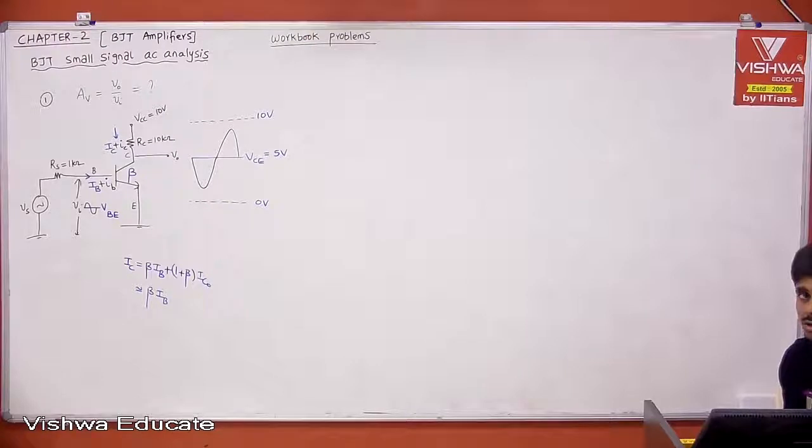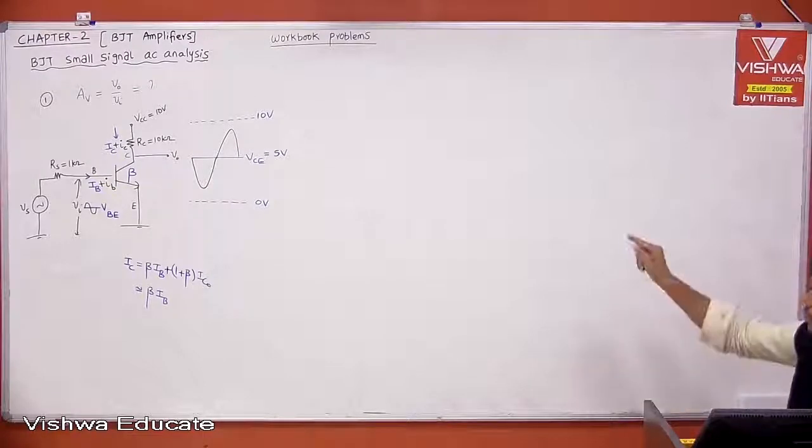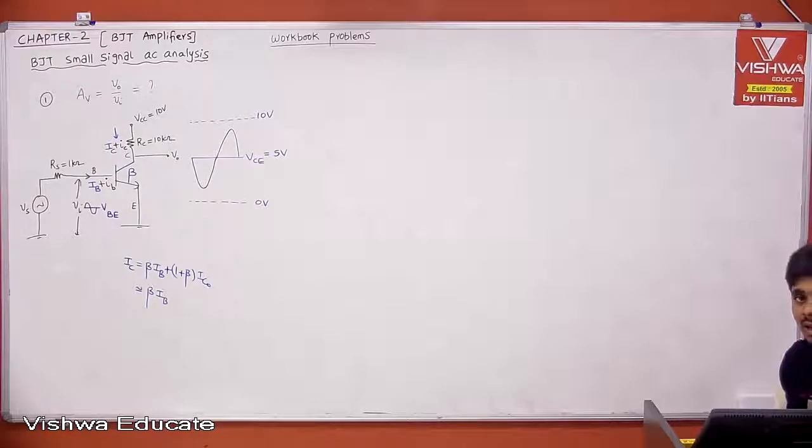The observation part is still not over. I just explained the meaning of minus from current gain and the meaning of minus from voltage gain. 40 is the magnitude of current gain and 400 is the magnitude of voltage gain.